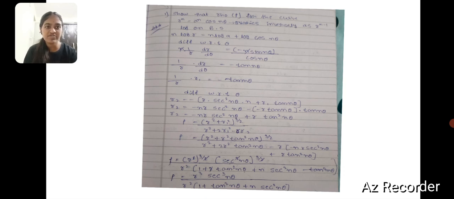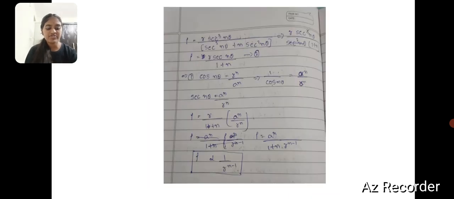The remaining part is rho is equal to r secant n theta divided by 1 plus n. Rho is equal to r divided by (1 plus n) secant n theta.